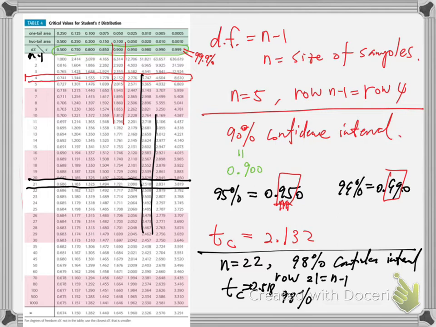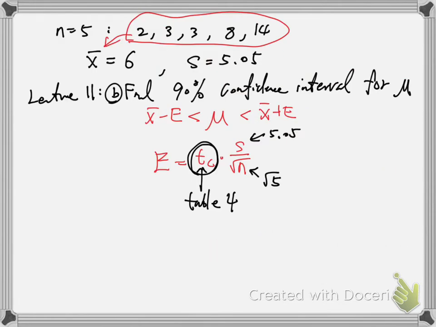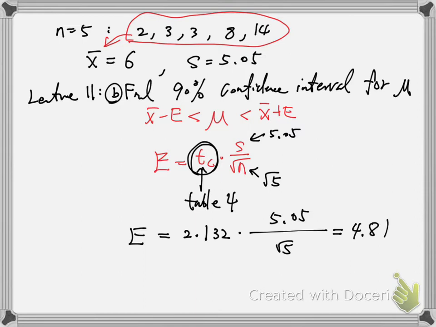Now let's go back to our calculation for the confidence interval. We know Tc is 2.132. So this is 2.132 times 5.05 divided by radical 5. Use a calculator, and you can get 4.81. So that's the error part, that's how far away x bar and mu are.